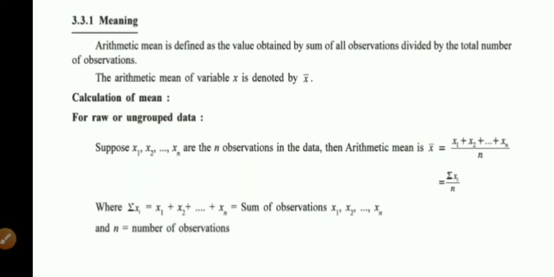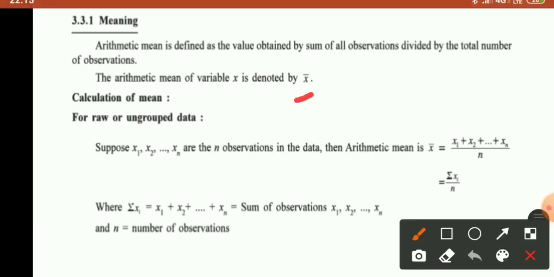What do you mean by mean? The arithmetic mean is defined as the value obtained by sum of all observation divided by the total number of observation. The sum is divided by the number of observation and we will get the value of mean, and it will be denoted as x bar. You can see here it is denoted as x bar.